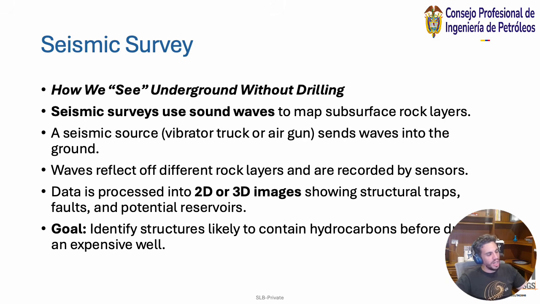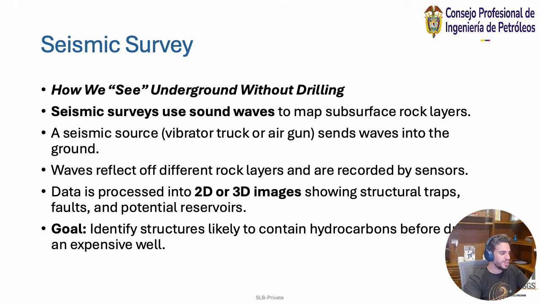It's like your first set where you create these 2D and 3D images showing structural traps, faults, and potential reservoirs. And remember, as our hydrocarbons are generally trapped somewhere, that's what they're looking for, right? Essentially, they're trying to identify areas that would potentially have some hydrocarbon reservoir there. Before we drill an expensive well, or before we invest a lot of our money, we want to place our bets on a more probable scenario, right? In our best case scenario.